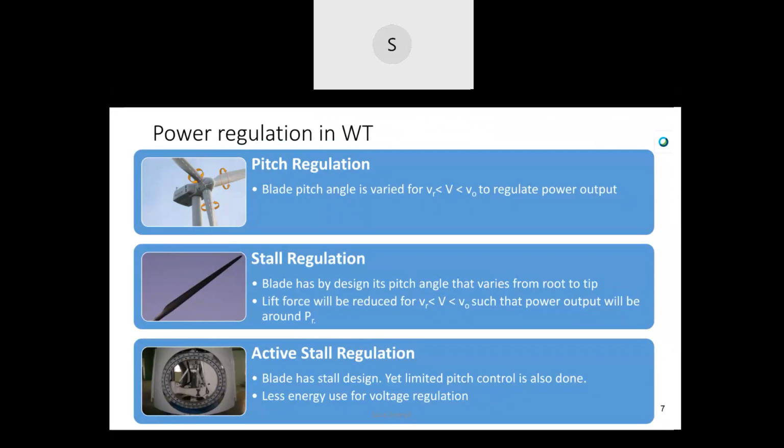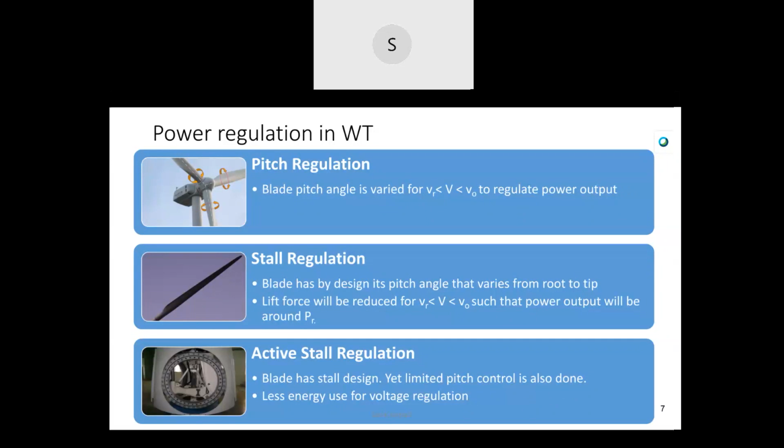Pitch control, as I told you, if you turn the blade, rotate the blade, means changing the pitch angle, then the wind force on that will change. So the efficiency will change. That way, power extraction can be changed. Stall regulation means it is by design.